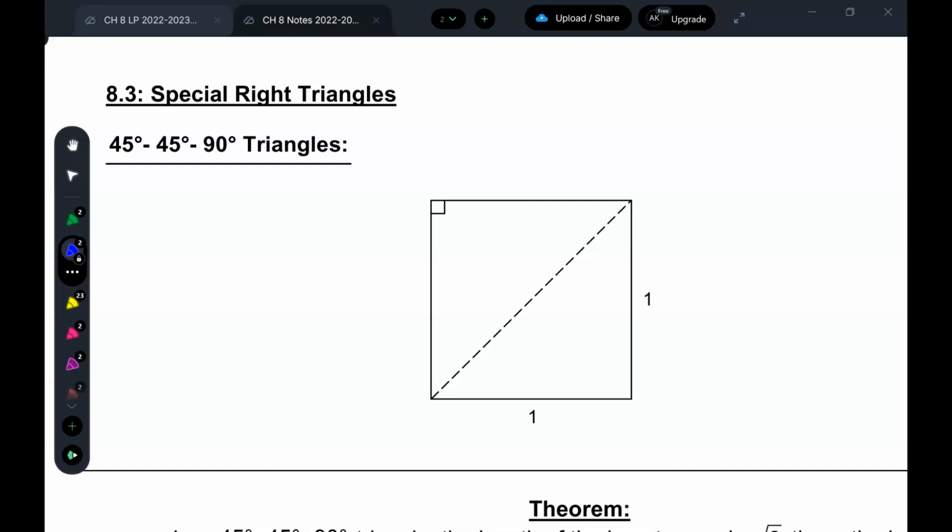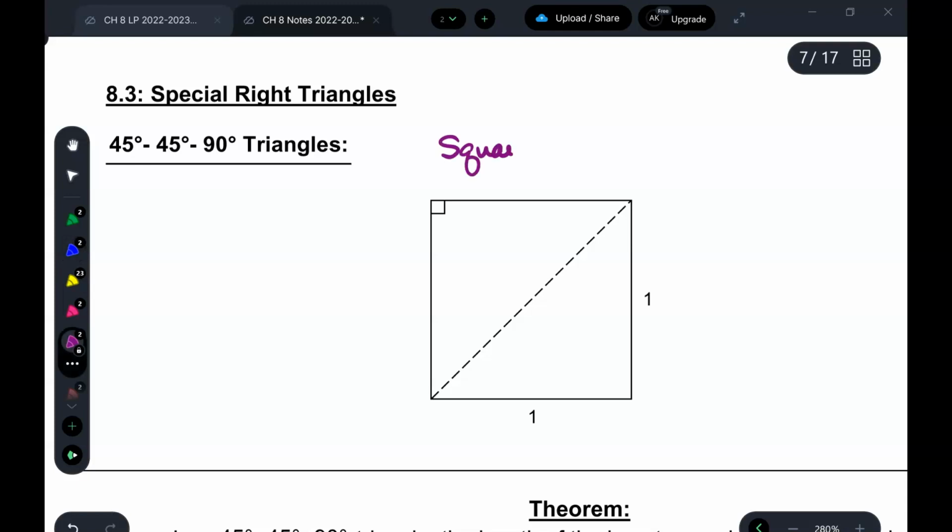The first one we call 45, 45, 90. Where do we get 45, 45, 90? From a square. So start with a square, and we're going to draw a diagonal. So 90 degrees.